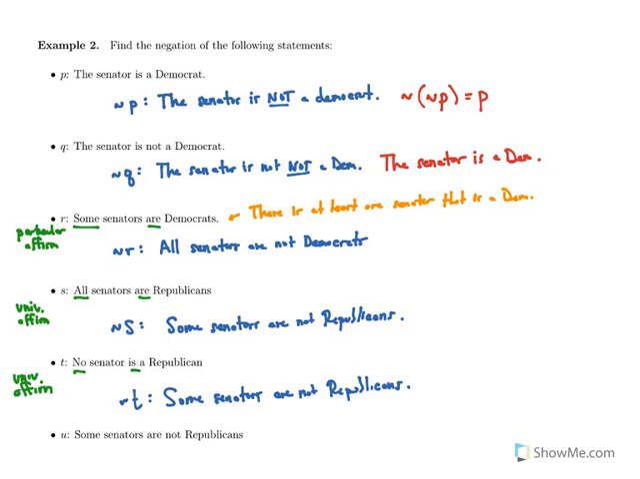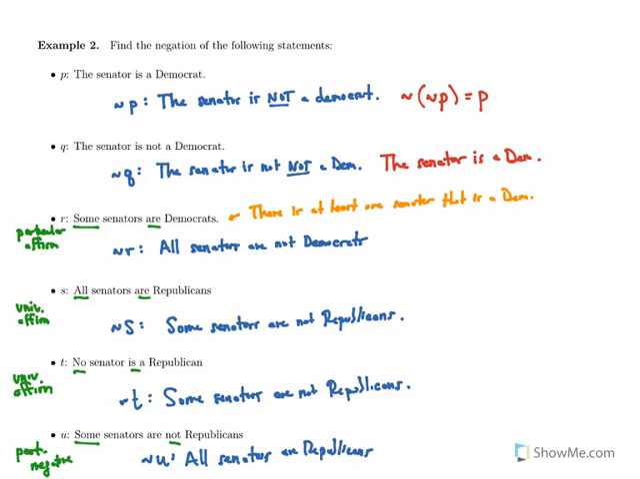And lastly, if we have some senators are not Republicans, that is our particular negative. So the opposite of some senators are not Republicans is going to be all senators are Republicans.